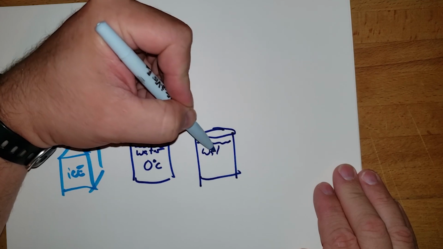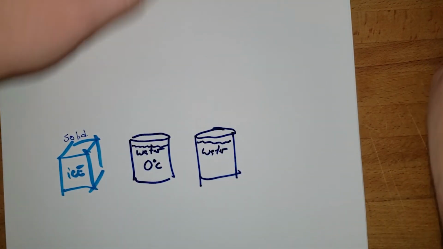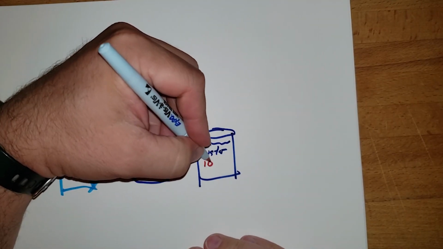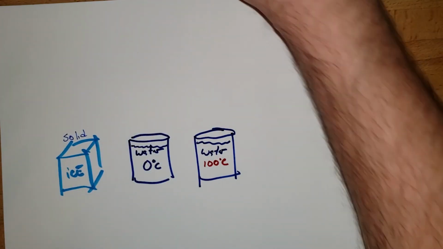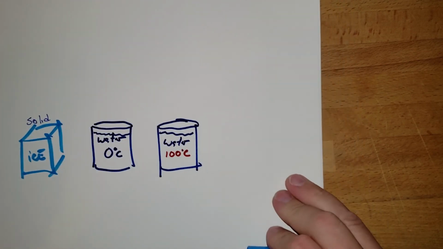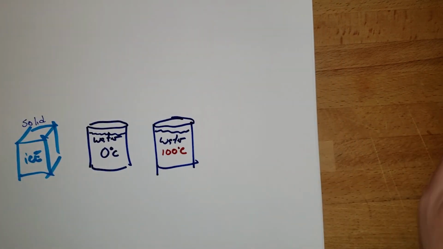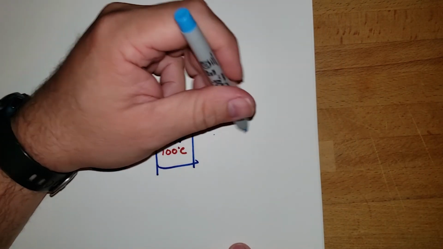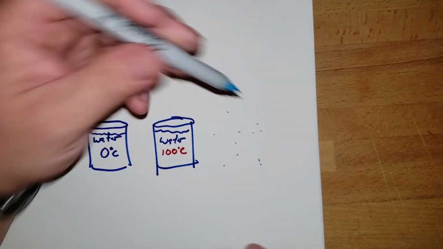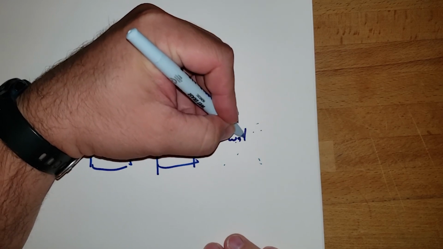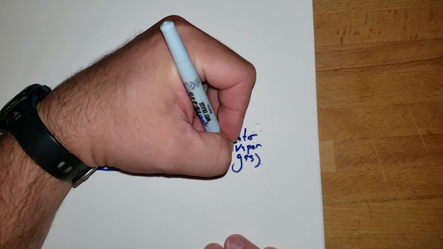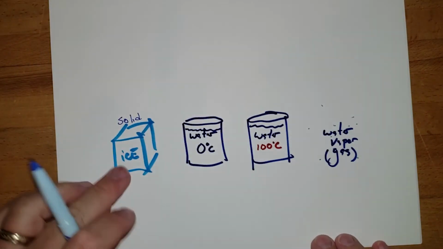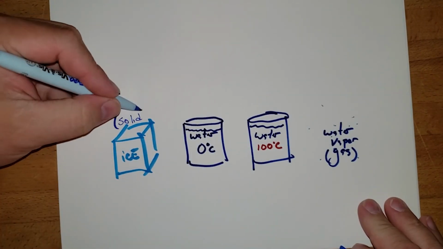And this is going to be water again, except this time it's gotten hot. It's at 100 degrees Celsius. Okay, and then I need to draw water vapor, but water vapor is invisible, so I'm just going to use the really fine tip one. Okay, and we'll label that with water vapor, or as a gas, right? So we have gas, we have liquid, and we have a solid right up here, right?